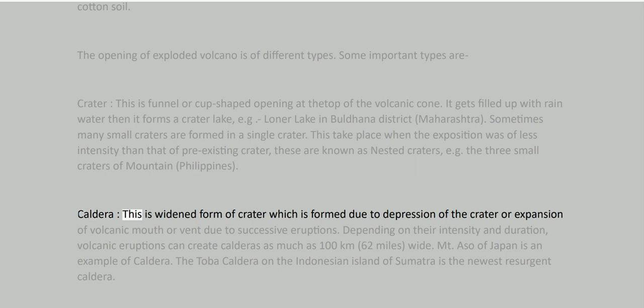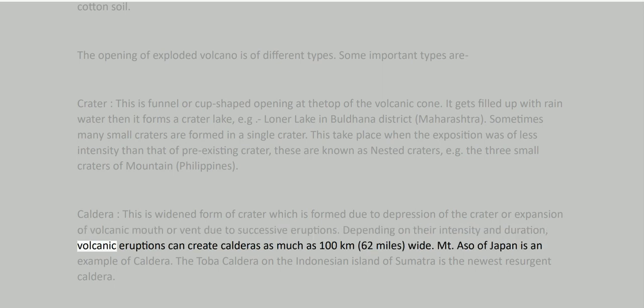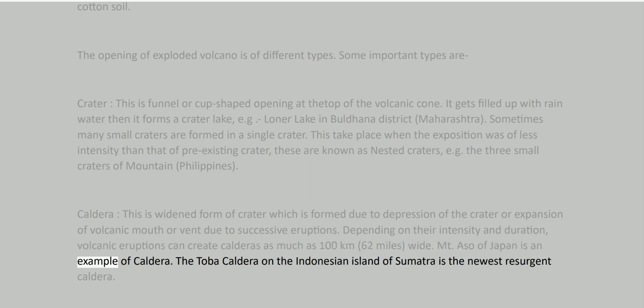Caldera. This is a widened form of crater which is formed due to depression of the crater or expansion of the volcanic mouth or vent due to successive eruptions. Depending on their intensity and duration, volcanic eruptions can create calderas as much as 100 kilometers (62 miles) wide. Mount Aso of Japan is an example of caldera. The Toba caldera on the Indonesian island of Sumatra is the newest resurgent caldera.